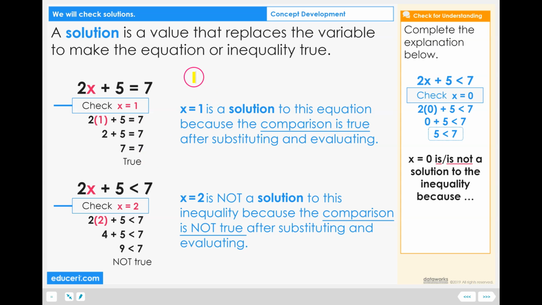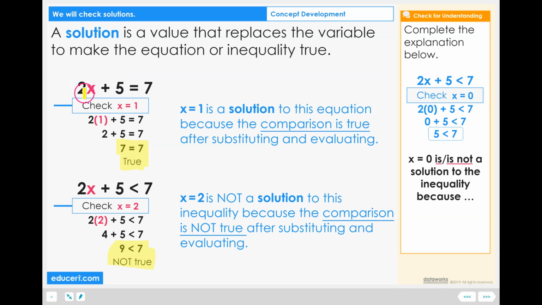On this page, we're going to put it all together. We have the definition of a solution. We also know how to check when comparison statements are true and when comparison statements are also not true. So let's find out how we can use these skills to check solutions. A solution is a value that replaces the variable to make the equation or inequality true.